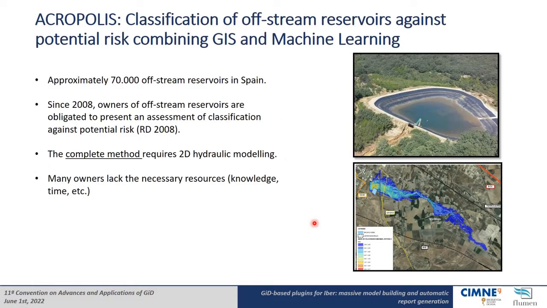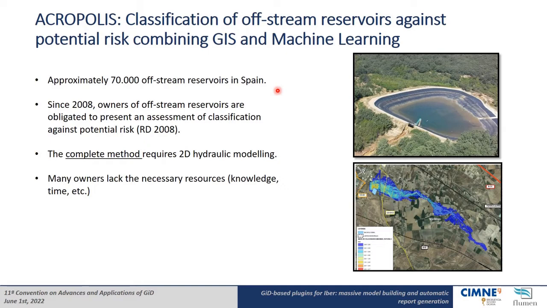The project ACROPOLIS consists of the classification of upstream reservoirs against potential risk, combining GIS and machine learning. There are around 70,000 upstream reservoirs in Spain, and most of them are used as irrigation ponds. Since 2008, the owners of these structures are obligated to release an assessment of classification against potential risk following the specification of the technical guide.